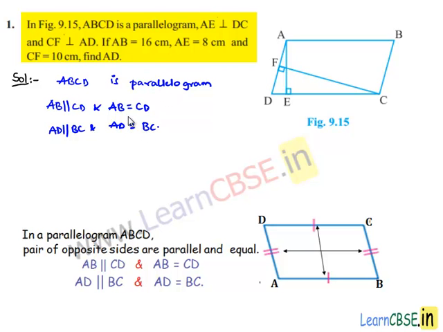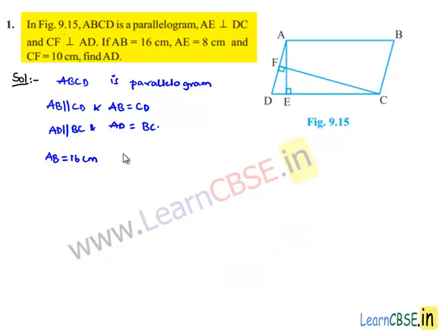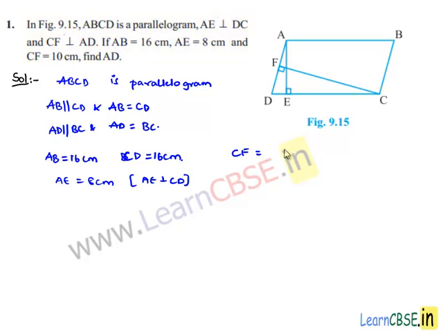Here, the given lengths are AB is equal to 16 centimeters. Therefore, CD will also be 16 centimeters, and AE is given as 8 centimeters and this is perpendicular to CD, and CF is given as 10 centimeters and this CF is perpendicular to AD.